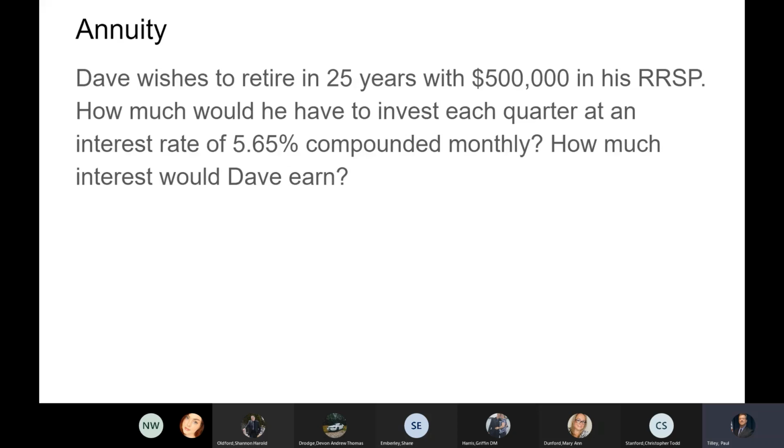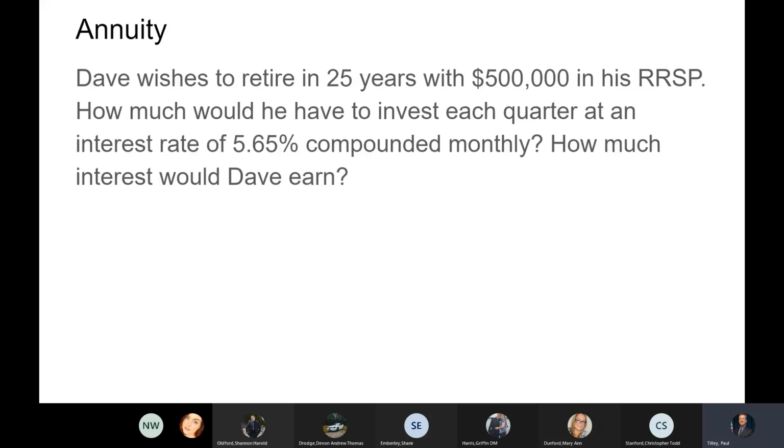We're also noticing that the rate is compounded monthly, but the investment is quarterly. So we've got a situation where the compounding and the payments are different. Now this is a good sign of an ordinary general annuity. Okay, so this is an ordinary general annuity. There's no indication that they're made at the beginning of the month, so it is an ordinary general annuity. It's not an annuity due.